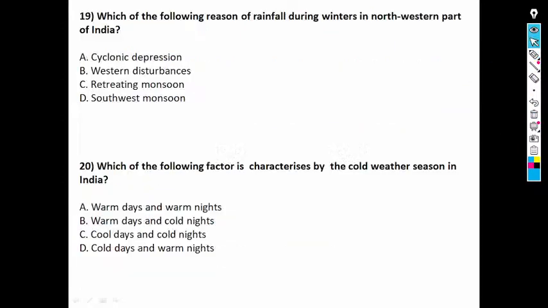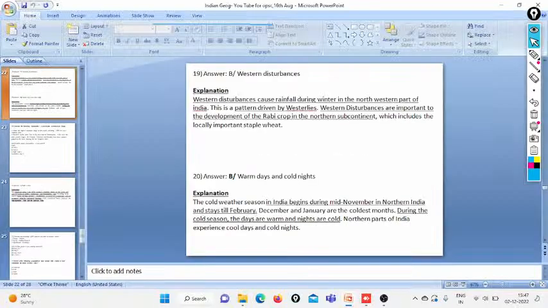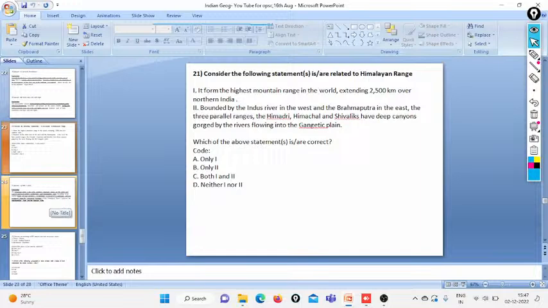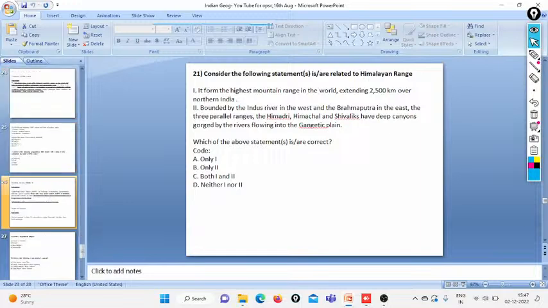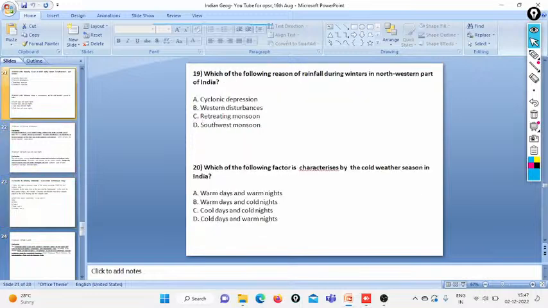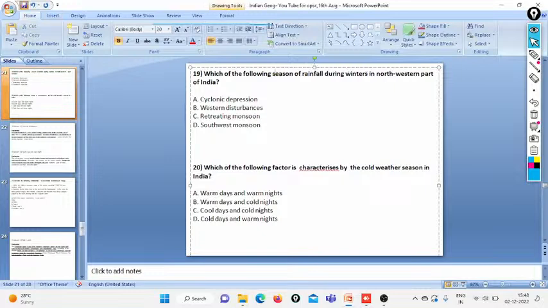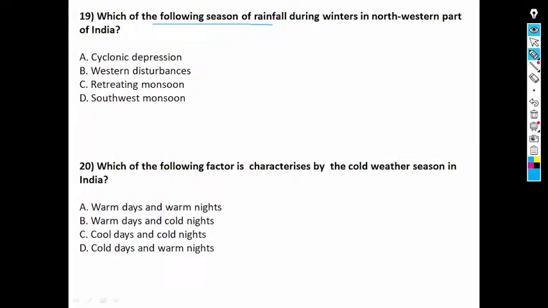Next question, look. Which of the following causes rainfall during winters in the northwestern part of India? Rainfall during winters in the northwestern part of India.